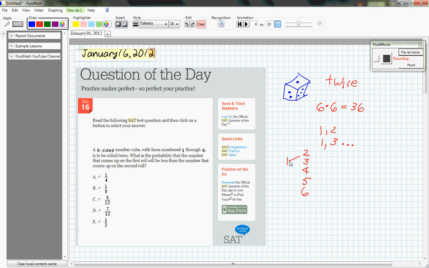One way to do this is a probability tree. So if I roll a 1 on the first roll, so this is the first roll, on the second roll, I could roll a 2, 3, 4, 5, or 6. And you can walk through the other rolls as well, and you can see a pattern.